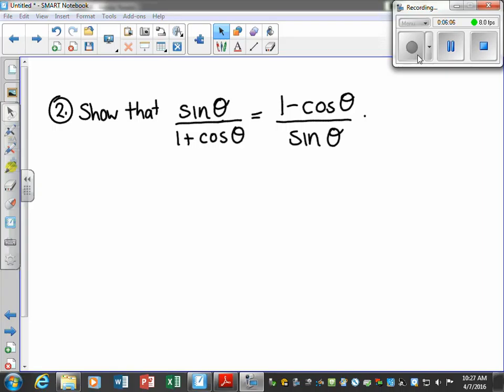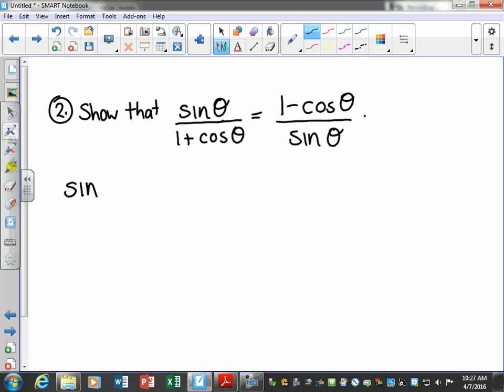Okay, so our next one says we want to show that sine of theta over 1 plus the cosine of theta is equal to 1 minus the cosine of theta over the sine of theta. So we're going to choose one side to work with, and we're going to try to make it match the other side. So let's work with the left side. I'm going to pull this side down first of all. So let's just work with our left hand side. So I'll say sine of theta over 1 plus the cosine of theta.